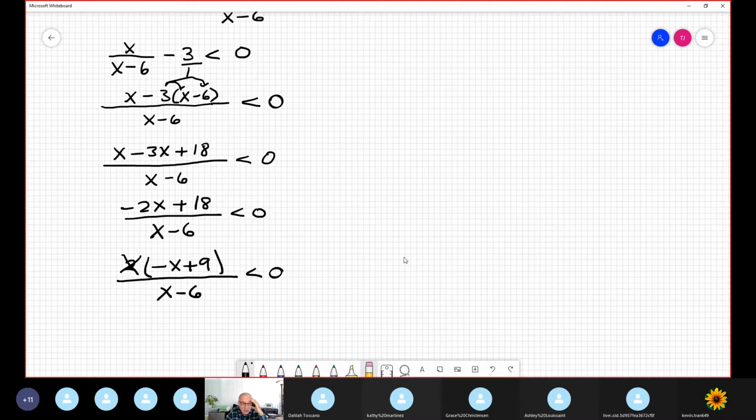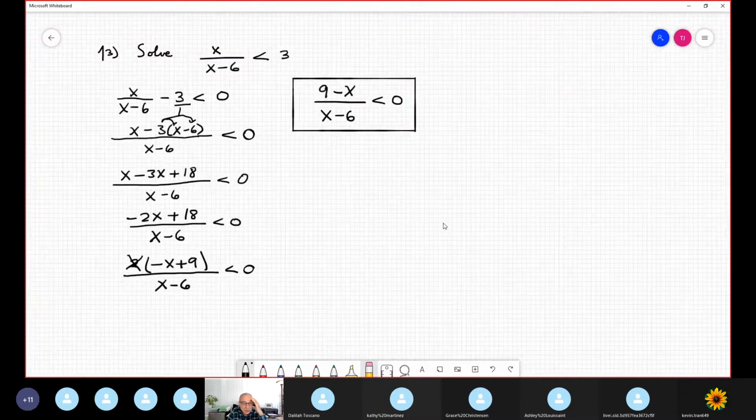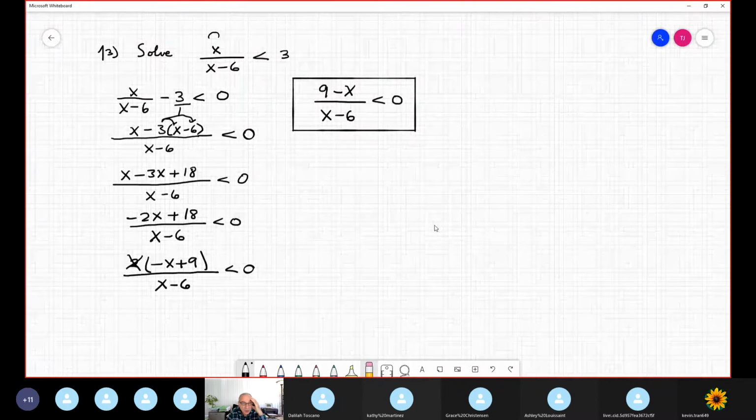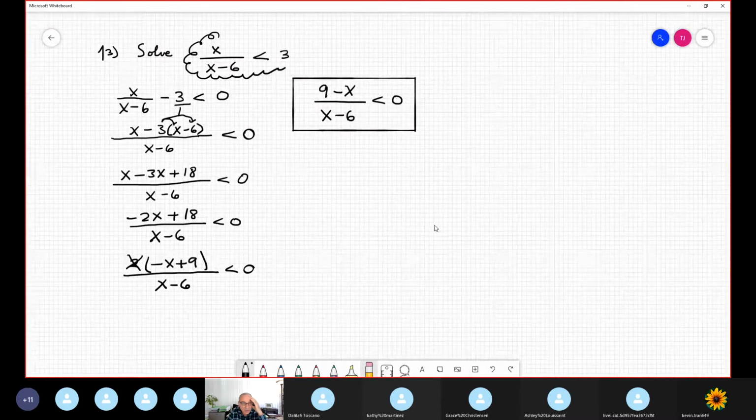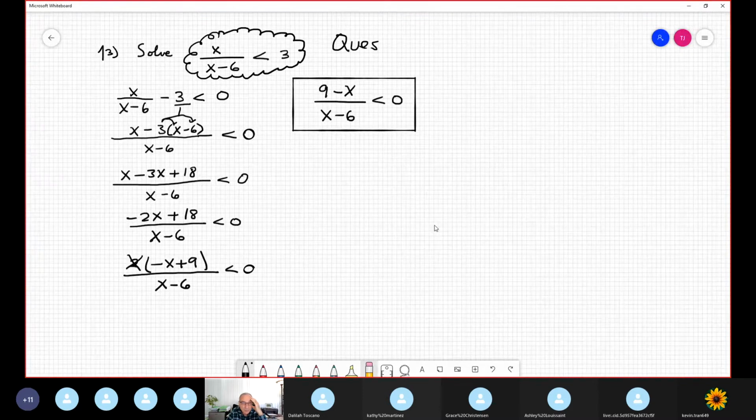Entonces, now I write the top part like that: 9 minus x over x minus 6, less than 0. And this is the inequality that I need to solve now, and not the horrible original. Any questions so far? Do you understand the algebra?